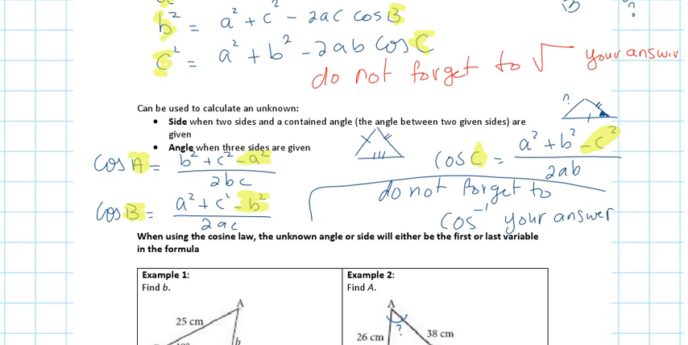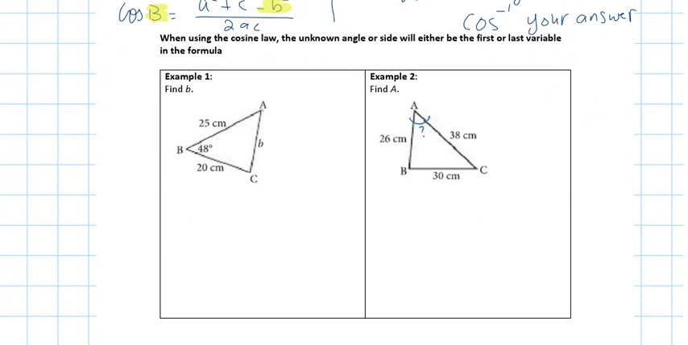Okay, so let's look at the first example. The first example is to solve for side B. How do I know it's side B that's asking for? It's because it's lowercase, right? This is how I know it's actually side B that's asking me.